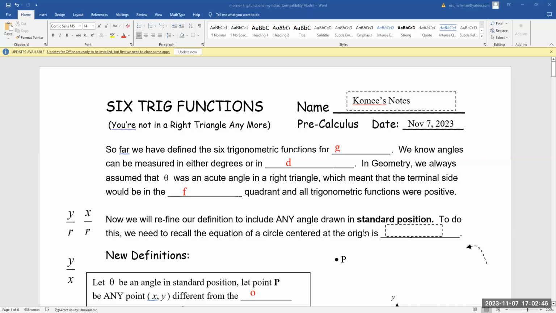Okay, 6 trig functions. You're not going to be in a right triangle anymore. These are Comey's notes for November 7th, 2023. So far, we've defined the 6 trig functions for our geometry. We know angles can be measured in either degrees or in radians.